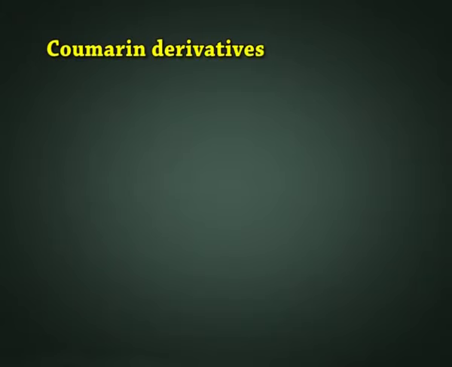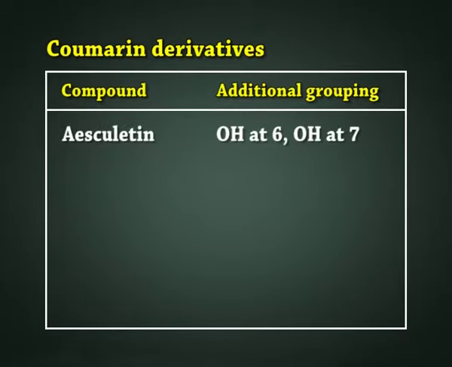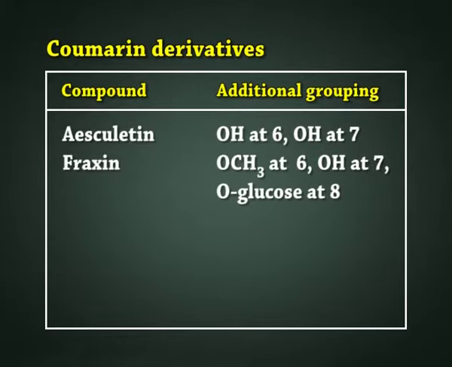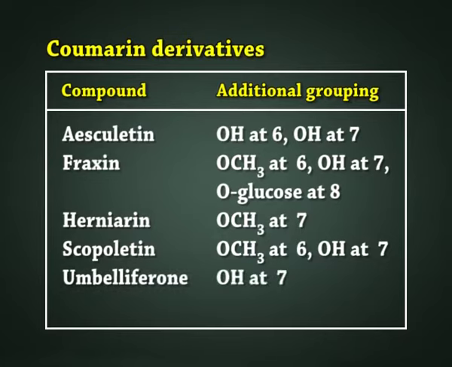Now let's discuss several coumarin derivatives. For example, esculetin, which contains an OH group at carbon 6 and 7. Similarly, fraxin, which contains a methoxy substitution at 6, a hydroxyl substitution at 7, and a glucose substitution at C8. We also have herniarin, which contains a methyl substitution at the 7th position. We have scopoletin, where a methoxy substitution is found at the 6th position and an OH group is found at 7. We also have umbelliferone, where the OH group is substituted at the 7th position.